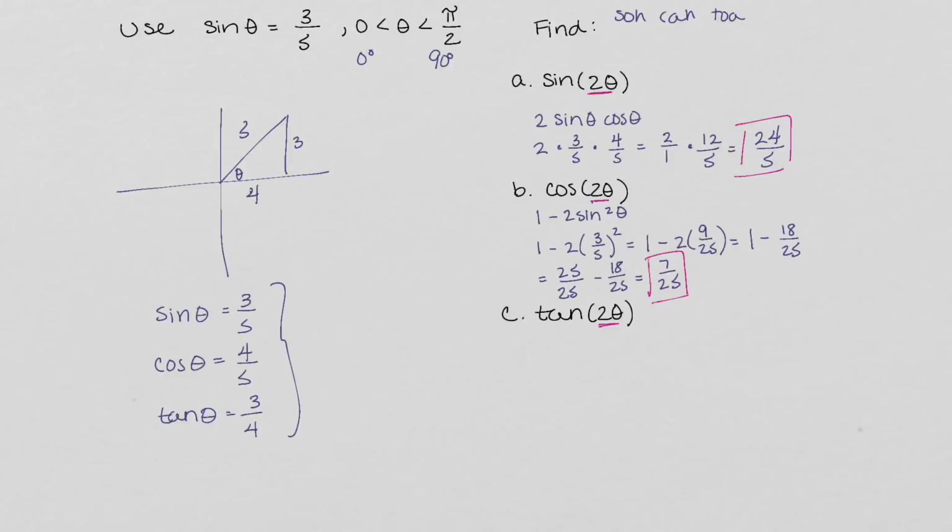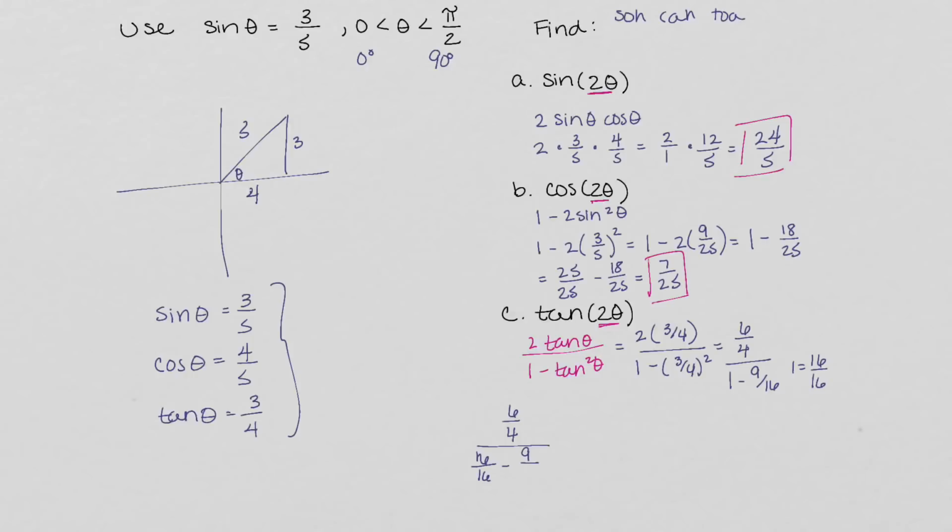All right, last one is tangent. And tangent of 2 theta is 2 tangent of theta over 1 minus tangent squared theta. And so when we plug in our values, that is 2 times 3/4 over 1 minus 3/4 squared. And so that is 6 over 4 over 1 minus 9/16. Again, we do need to find a common denominator for the base of this fraction. So 1 is 16 over 16. And so we have 6 over 4 over 16/16 minus 9/16. That's 6/4 over 16 minus 9 is 7/16.